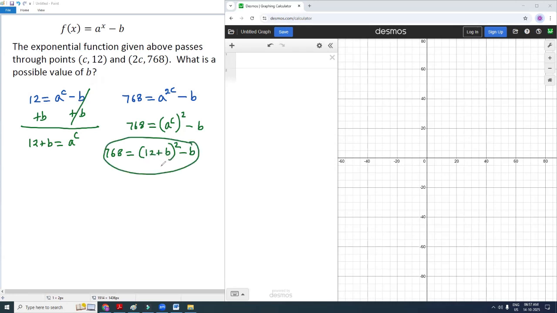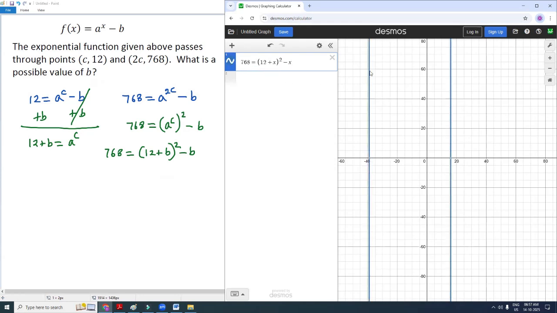Actually, when we give this kind of implicit equation as input in Desmos, Desmos will accept either x or y as the unknown. But here the unknown is b. So to solve for b, let's give the same equation as input, taking x instead of b. That is 768 equals (12 plus x) the whole squared, negative x.